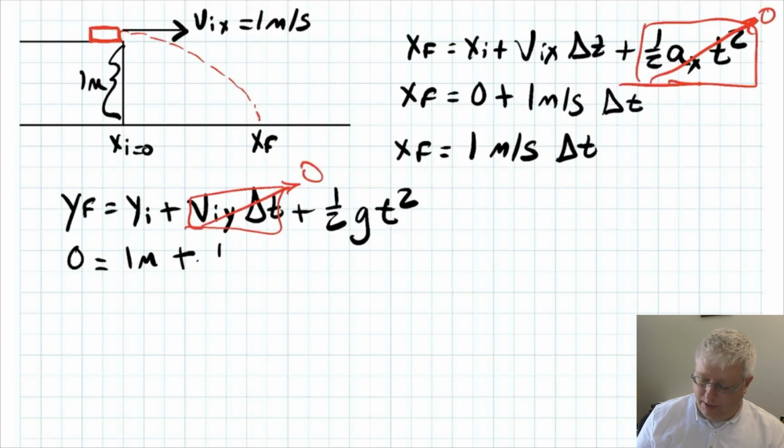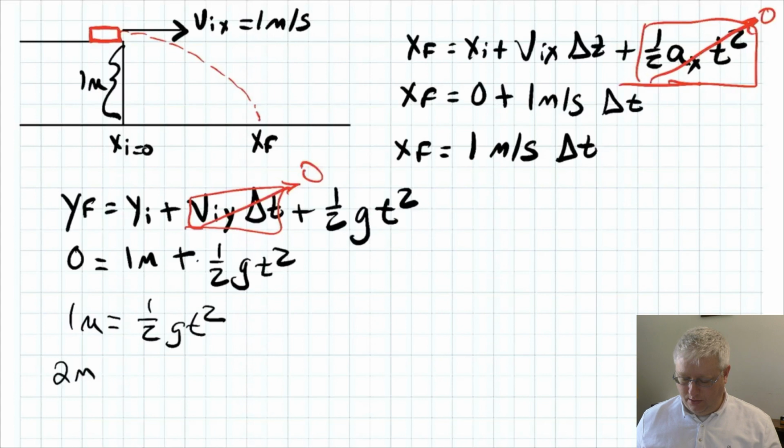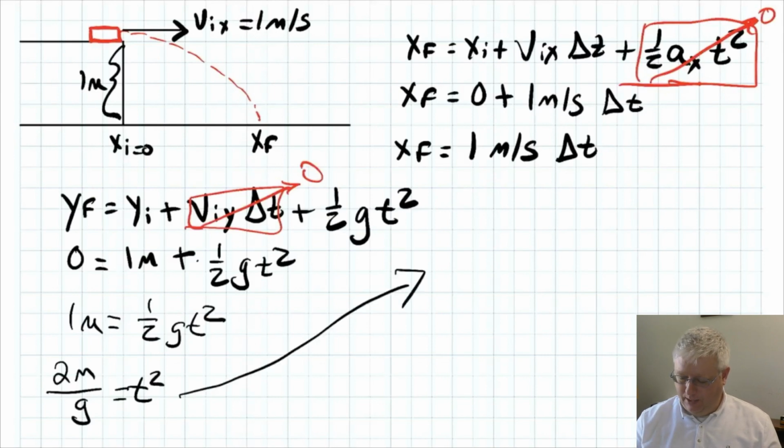And then we're left with 1/2 gt squared. Okay, if we pop the 1 meter on this side, we're left with 1/2 gt squared on the other side. We'll bring the half to this side to make this 2 meters over g equals t squared. And then let's move all this over here. Then we have the square root of 2 meters over g is the time.